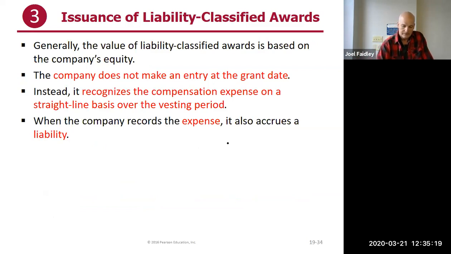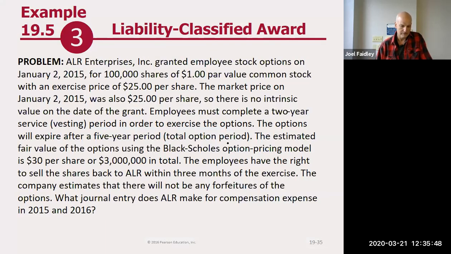Pay attention to this. The company is not making an entry at the grant date. Remember the entry we made at the grant date for equity-based: debit deferred compensation, credit stock options, APIC stock options. You don't make an entry at the grant date, but you are going to make an entry at the end of each year to compensation expense. Here you're going to debit compensation expense and credit the liability. That's what's different about it. They don't say that here, but they will shortly.